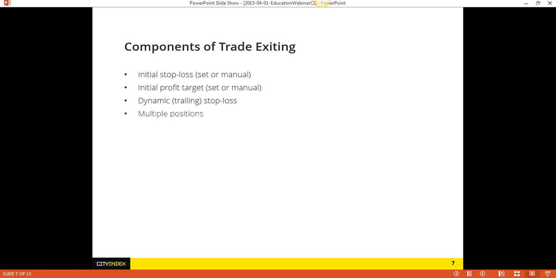And then we talk about multiple positions. What I mean by this is, oftentimes what I'll do is I'll put into a trade, instead of putting one big position in a trade.